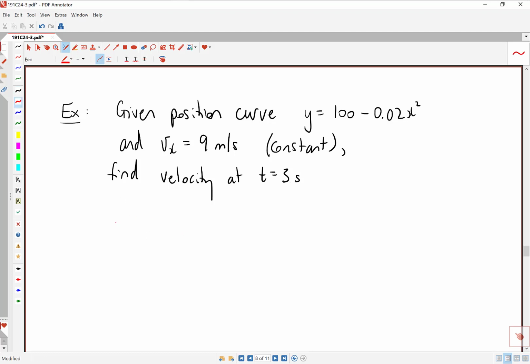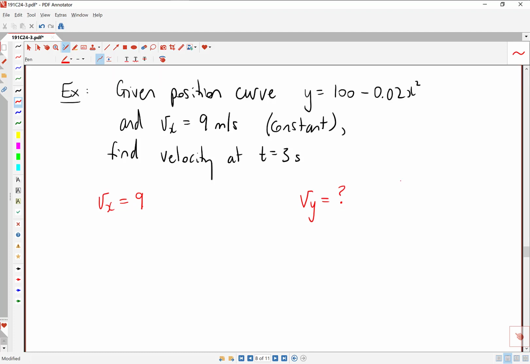So the way we would normally start these velocity problems is we would think about v sub x, and then we would think about v sub y. So v sub x, we were told in the problem, is constant, so it's going to be 9 no matter what time value we're looking at. So v sub y then becomes the interesting one. Okay, so let's write v sub y question mark, and most of our early work in the problem is just going to come down to finding this v sub y.